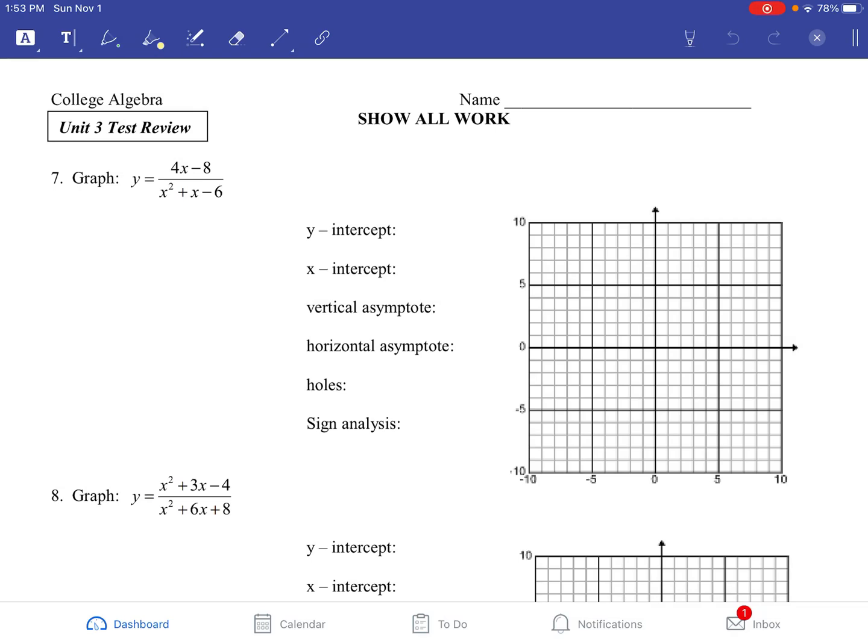So this is the Unit 3 test review. We're going to go through all the different problems. Please make sure if you have a question about something that you come to a Zoom and ask me so that we can make sure that you are doing well.